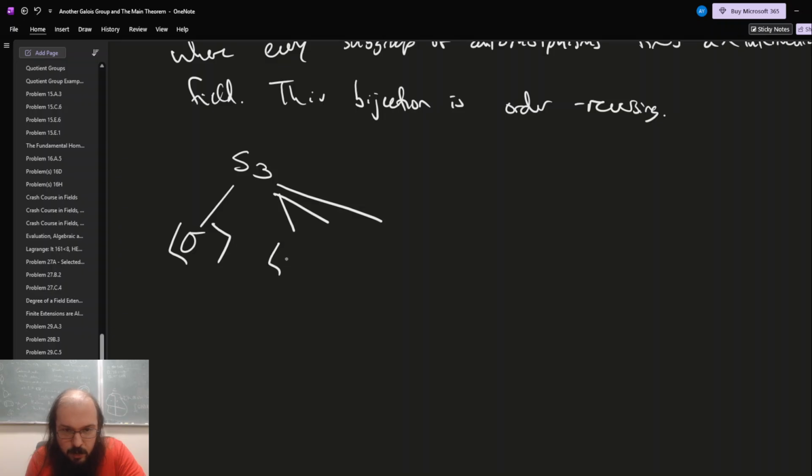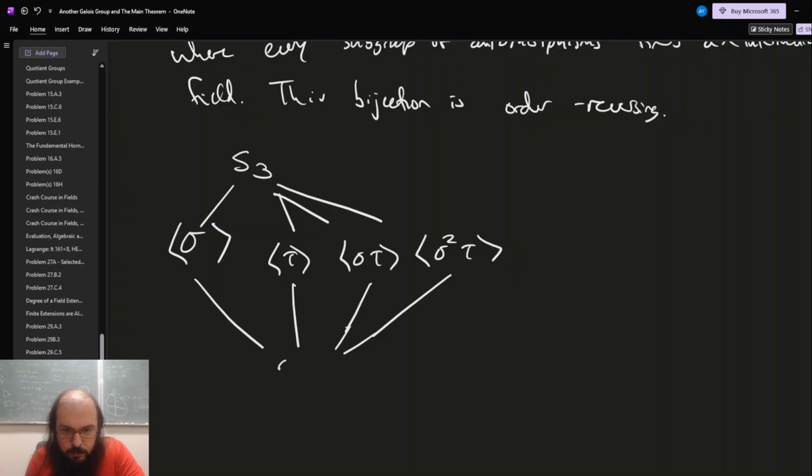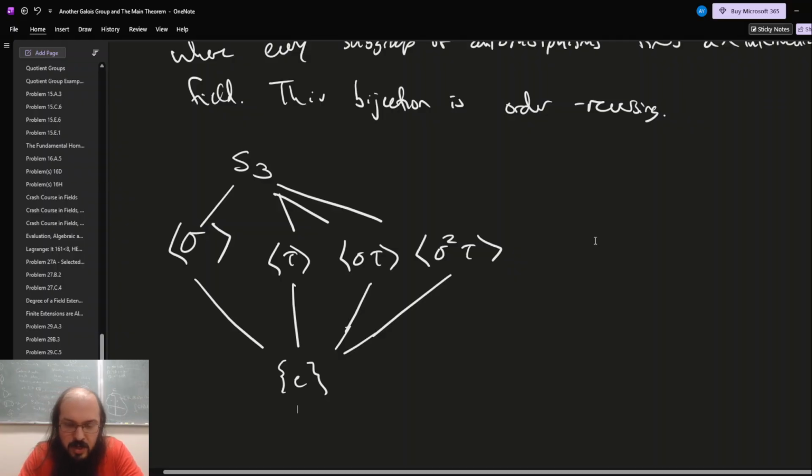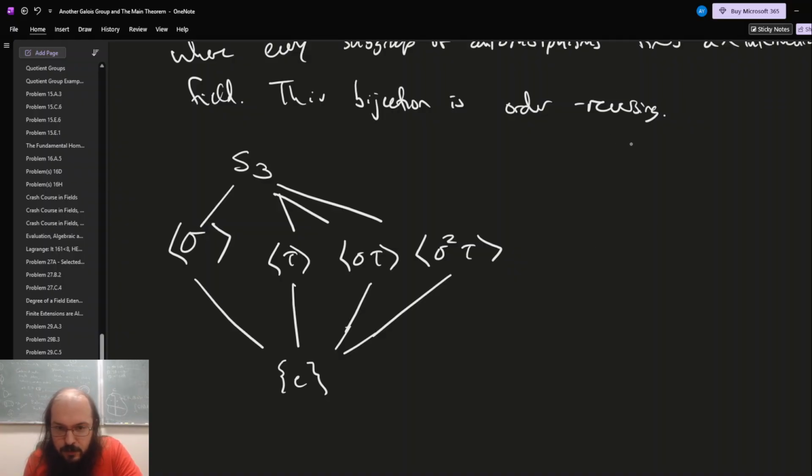And then we have tau, sigma squared tau for order 2 groups. And all of those contain the identity group E. So now what I want to do is investigate just a little bit closer the automorphisms that we have been understanding in our Galois group and their fixed fields, right?